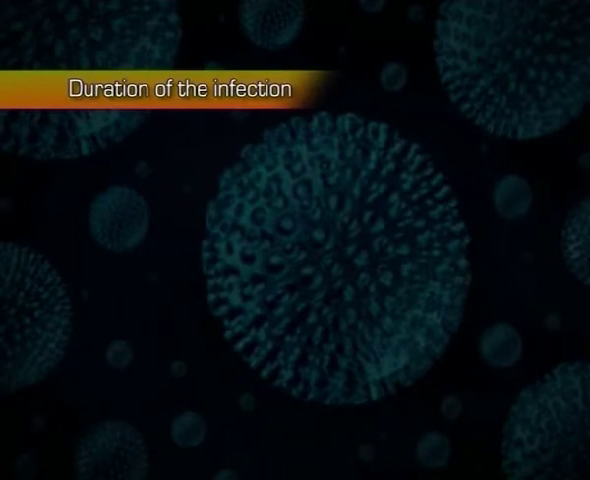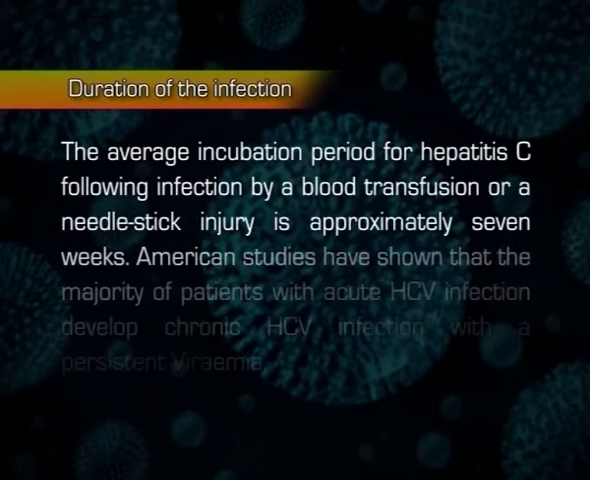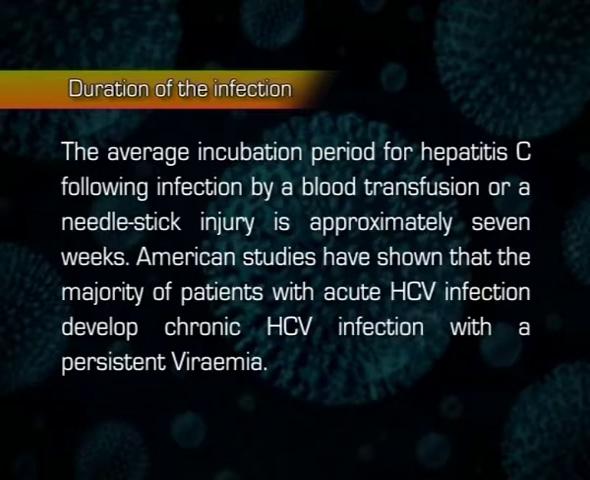Duration of the infection. The average incubation period of hepatitis C following infection by a blood transfusion or needle-stick injury is approximately 7 weeks. American studies have shown that the majority of patients with acute hepatitis C virus infection develop chronic hepatitis C virus infection with a persistent viremia.